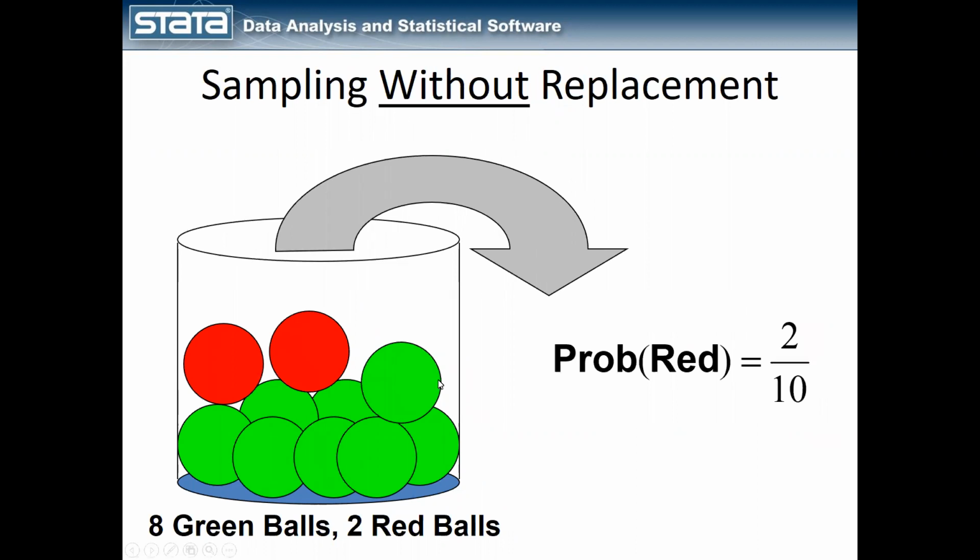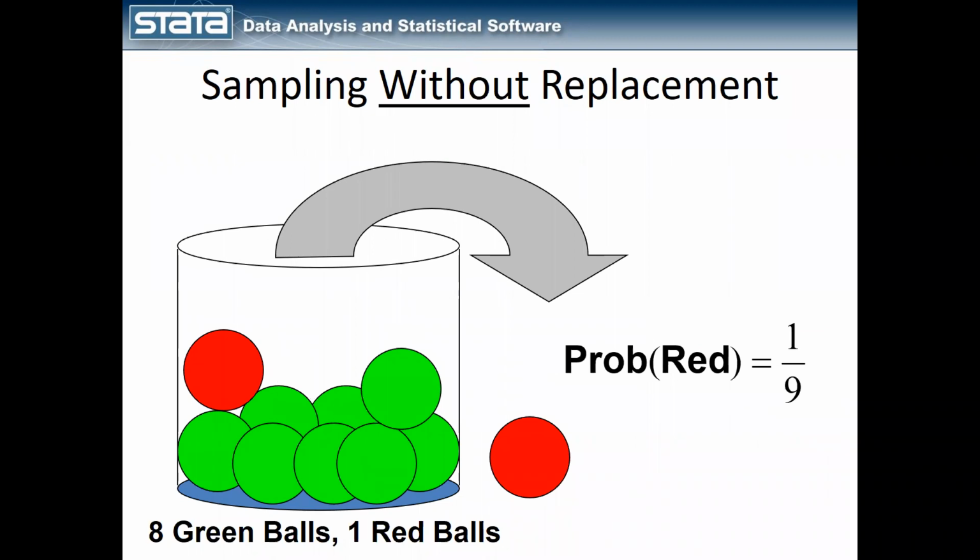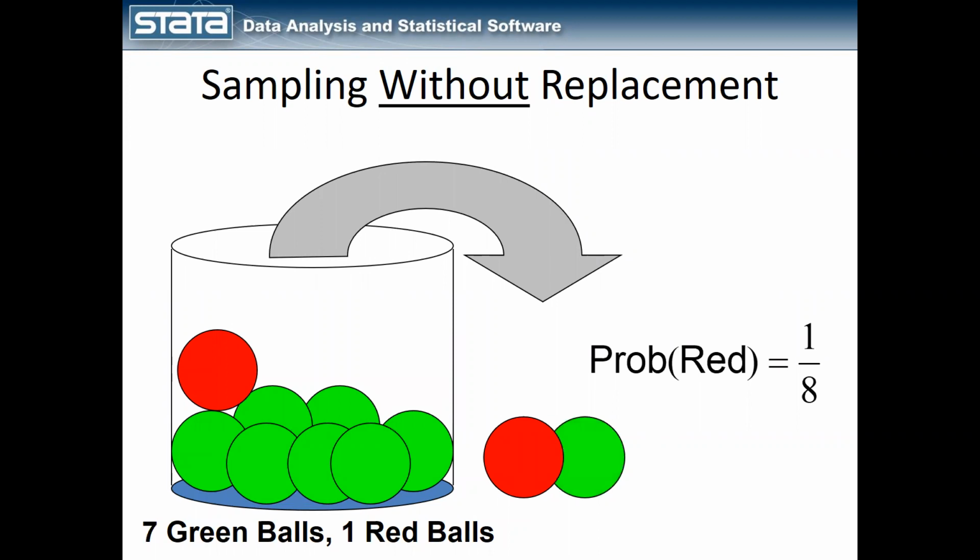What happens if I draw a red ball without replacement? Well, initially, the probability of drawing a red ball is 2 out of 10. But if I don't put the ball back in, let's say I take the ball out and leave it out, the probability of drawing a red ball is now changed. It's now 1 out of 9 because there are only 9 balls left and only 1 of them is red. Well, then let's say I draw a green ball, the probability of drawing a red ball is changed again because the denominator changed. Now it's 1 out of 8. So every time I draw another ball without replacement, it changes the probability of any one element being sampled.